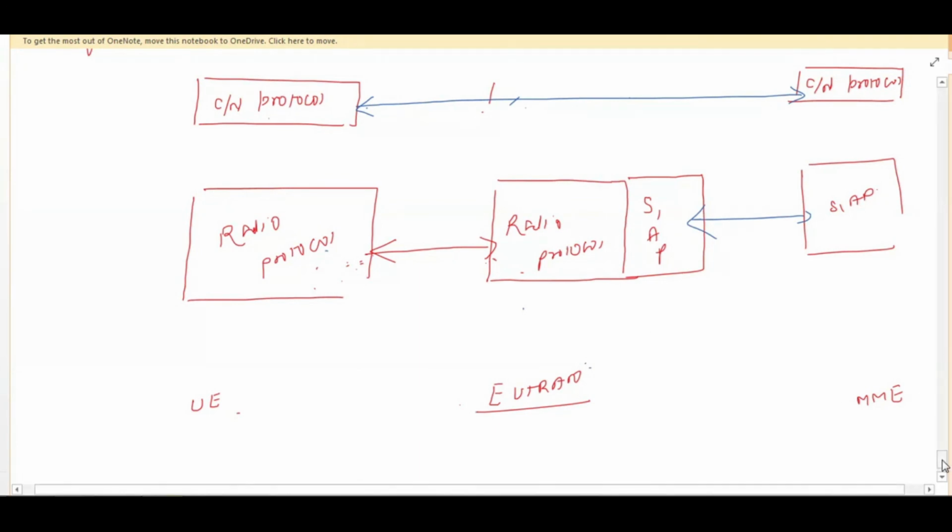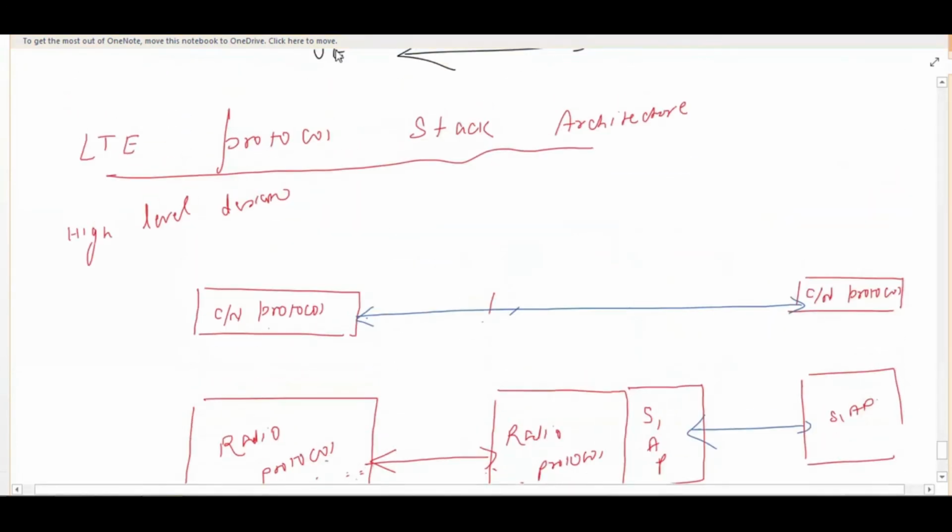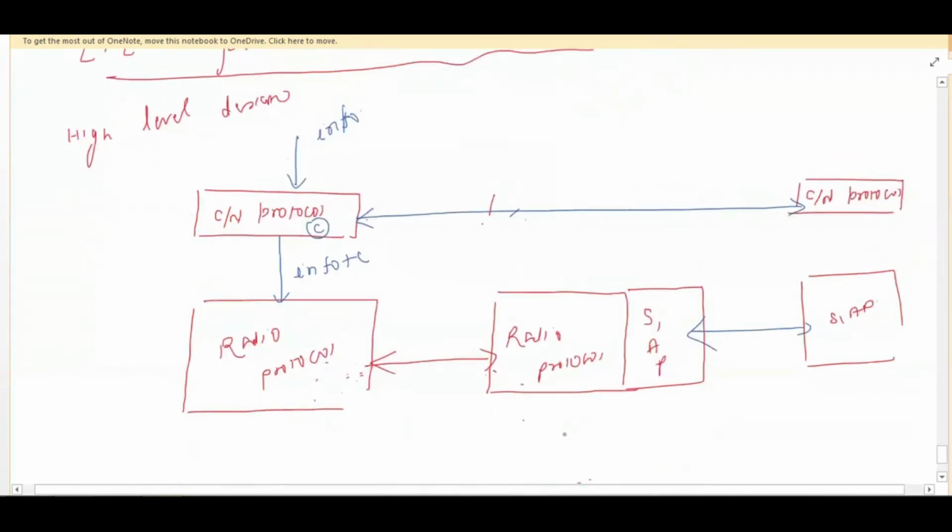Let me explain how the information flows. Suppose you have some info to transmit. Just like SDU and PDU, each layer will add its own header. Say the core network protocol adds a header, say C. So your mobile's higher layer core network protocol will transmit info plus C. Now your mobile radio protocol will add its own header, say R. Then what information will be transmitted on the air? Info plus C plus R.